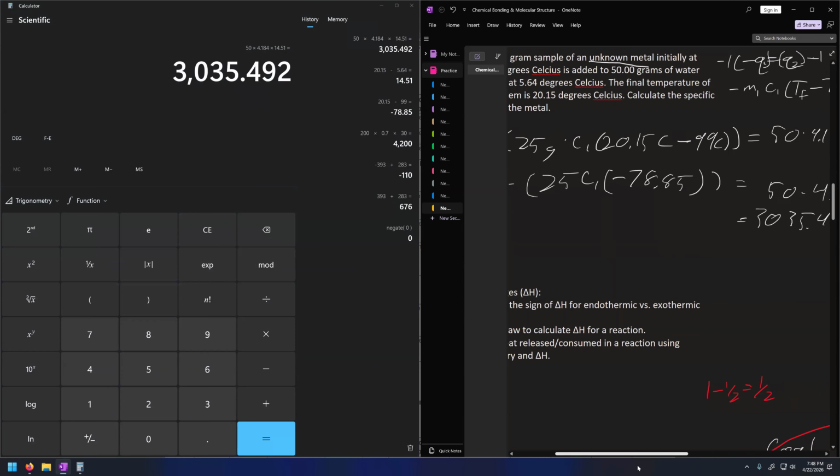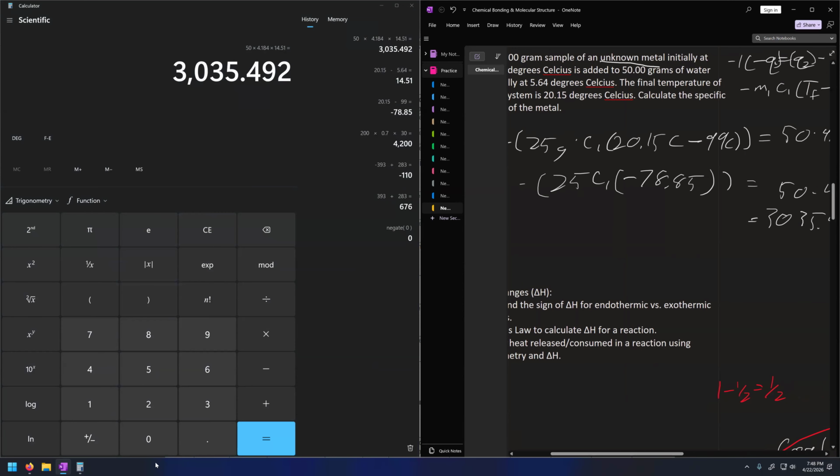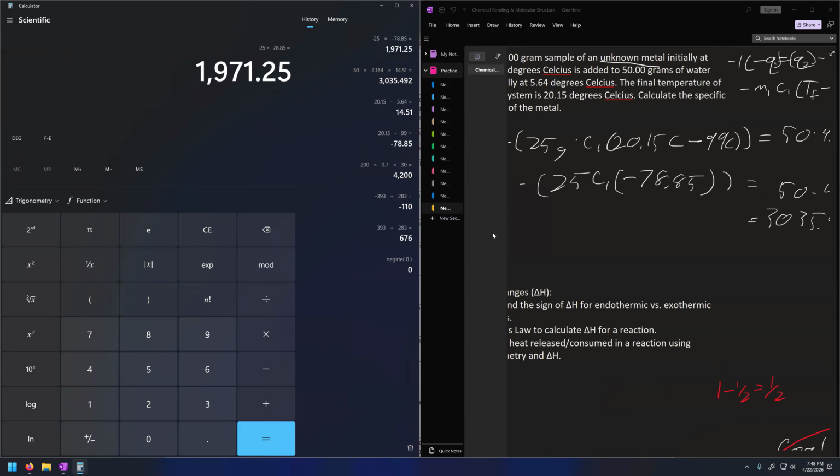And then for the other side here, we're going to take negative 25 times the negative 78.85. And so I expect that that side should turn into a positive value now. And we get 1971.25. C1 is what I'm calling my variable there.